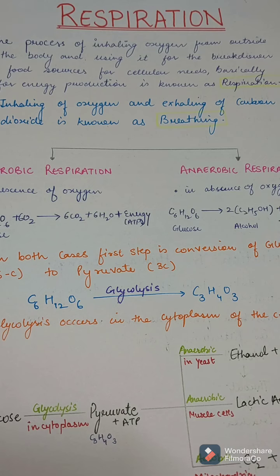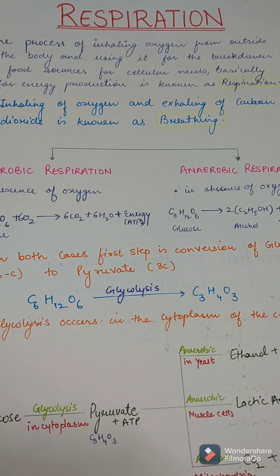So starting with respiration. What is respiration? The process of inhaling oxygen from outside the body and using it for the breakdown of food sources for cellular needs. And these cellular needs are energy production. So this process is known as respiration. Inhaling of oxygen and exhaling of carbon dioxide is known as breathing. So breathing and respiration are two different processes. We will study about the differences as we go further.